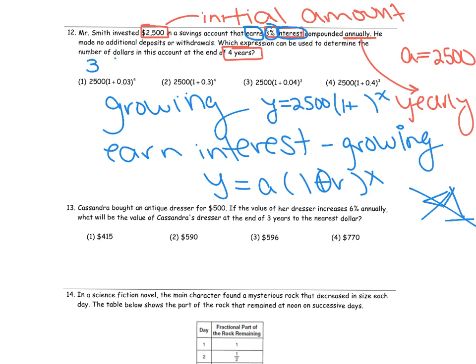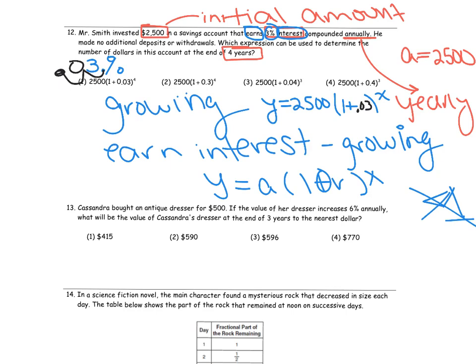How do I rewrite 3% as a decimal value? We have to move the decimal place over. Is it to the left or to the right? When you go from a percentage to a decimal, you move it to the left twice. So this is plus 0.03 to the X.